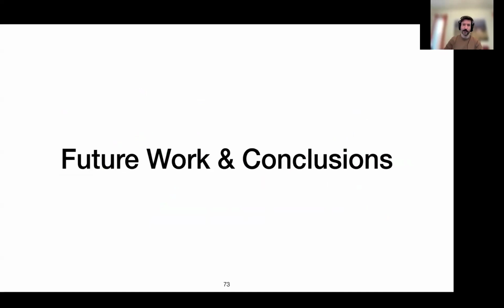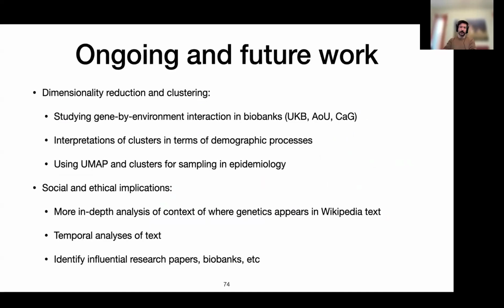All right, wrapping up here: future work and conclusions. For the dimensionality reduction and clustering, I'm doing some interesting work on gene-by-environment interaction, interpreting the clusters in terms of demographic processes. Did this cluster arise because of migrations or admixture? And I'm looking at using UMAP and clusters for sampling and epidemiology. On the social and ethical implications, I'm really interested in doing a more in-depth analysis of this Wikipedia work.